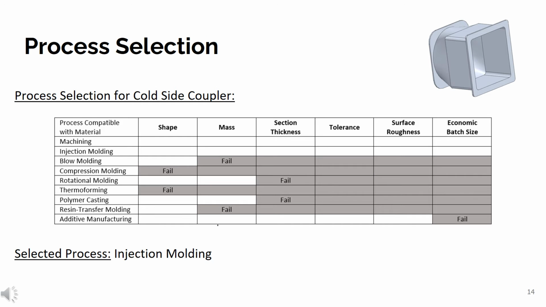Here is the process selection matrix for the cold side coupler part. Again, we use shape, mass, section thickness, tolerance, surface roughness, and economic batch size as criteria to select the process. We were able to narrow it down again to machining and injection molding and selected injection molding for this part.